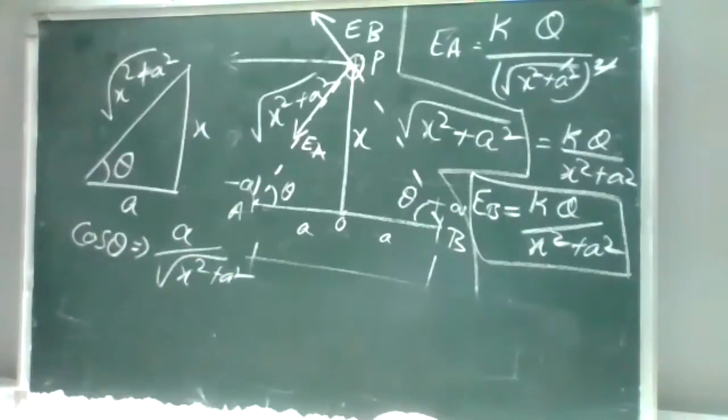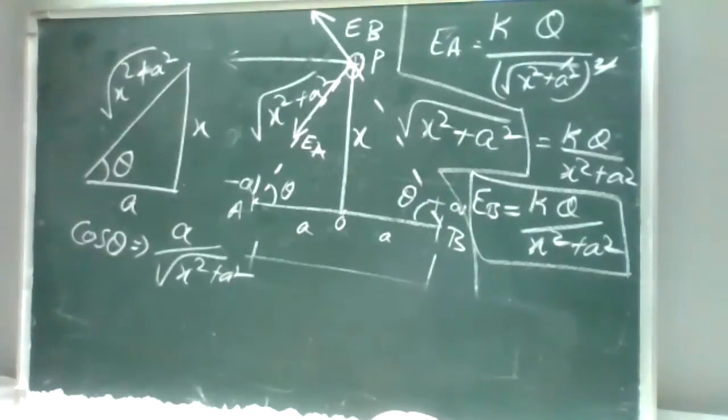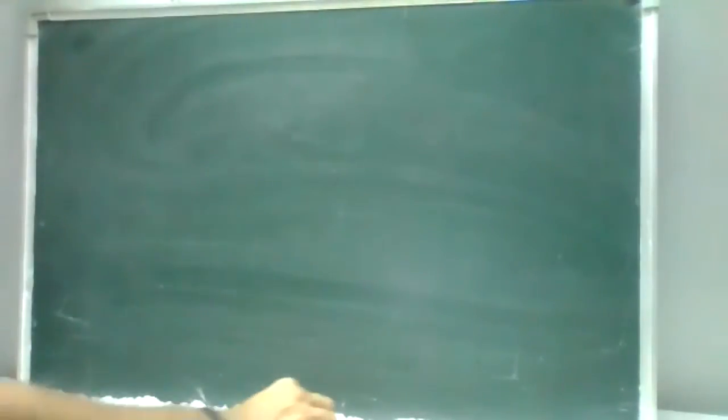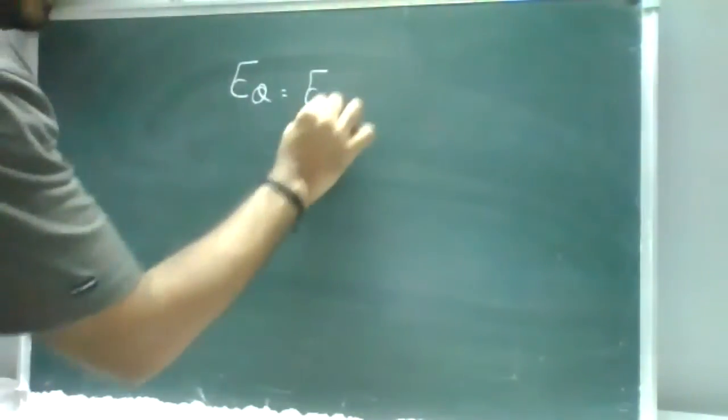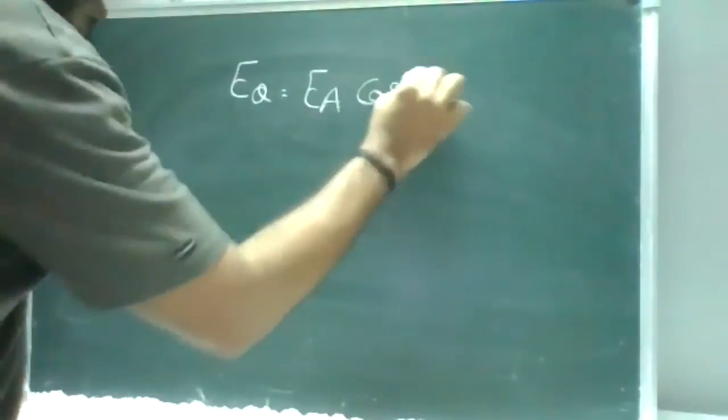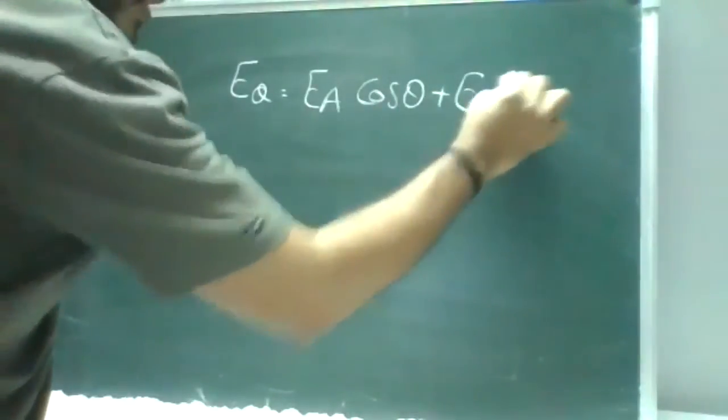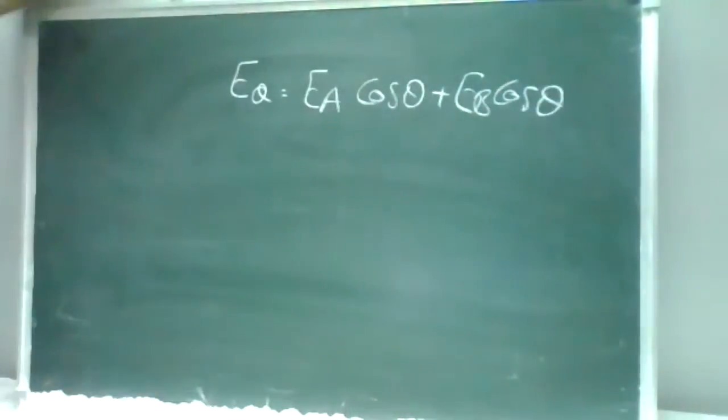Now we are going to take this relation: EA, EB and cos theta. One by one we'll see. As we discussed before, the equatorial field is equal to EA cos theta plus EB cos theta.